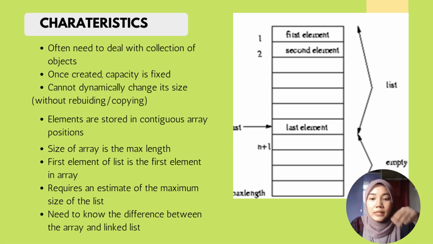Next, the first element of the list is the first element in the array. Basically, in your list, the first item is orange, so the first element in your array is also orange, because it follows the first element that you have in your list. Other than that, it also requires an estimate of the maximum size of the list, because as I said before, it is a fixed array, so it cannot be resized, and it will give you so much trouble if you keep on changing the size of your array.